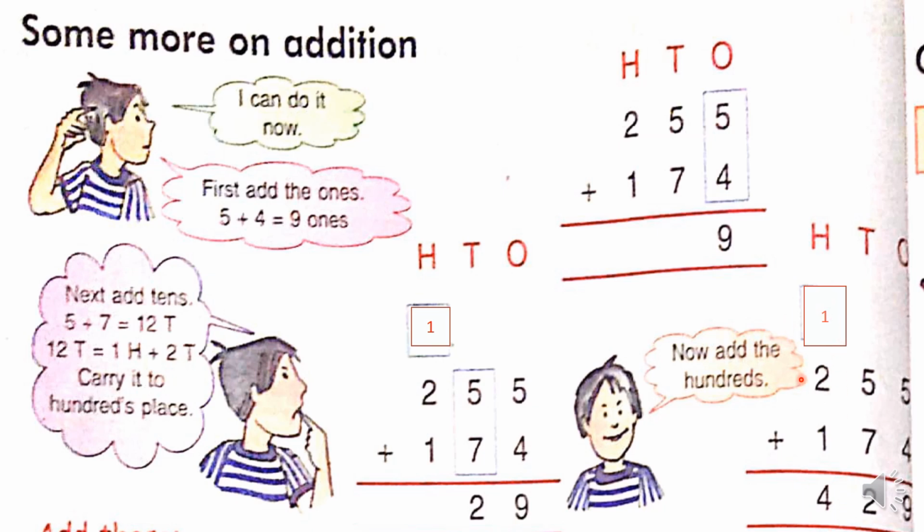So here 3 digits are there. First we should add these 2 digits. 2 in your mind, 1 is in your hand. 2, after that 3. 3 is in your mind, 1 is in your hand. 3, after that 4. So the answer is 429.